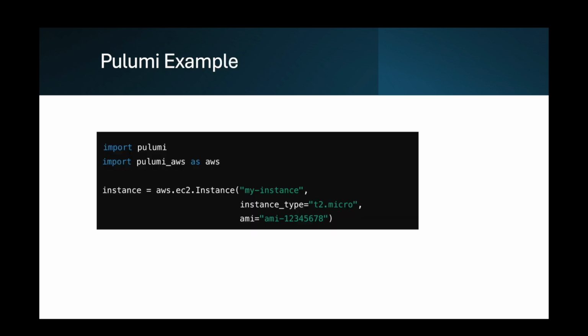Here is an example of Pulumi using Python, where I'm importing pulumi first and then I'm importing pulumi_aws as aws, which is an AWS module for Pulumi. Then I'm saying instance equal to aws.ec2.Instance. My instance type is t2.micro and AMI is ami-123.